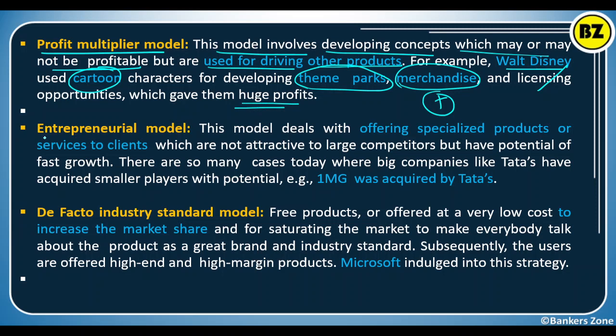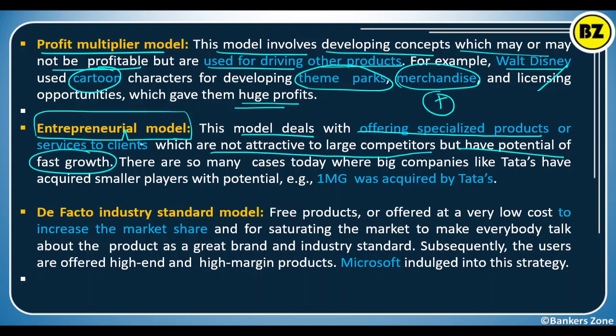Now next is the entrepreneurial model. The entrepreneurial model means what? This model deals with offering a specialized product. For example, products that are not attractive to large competitors but have potential to grow further. Okay, got it?